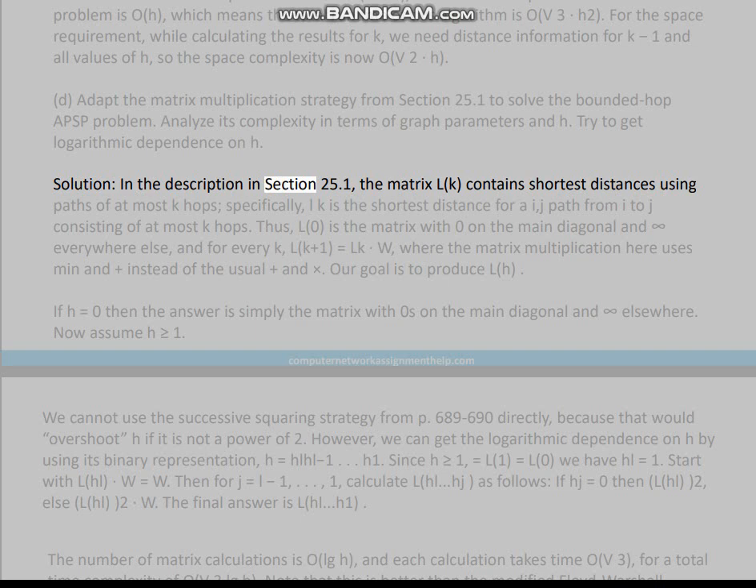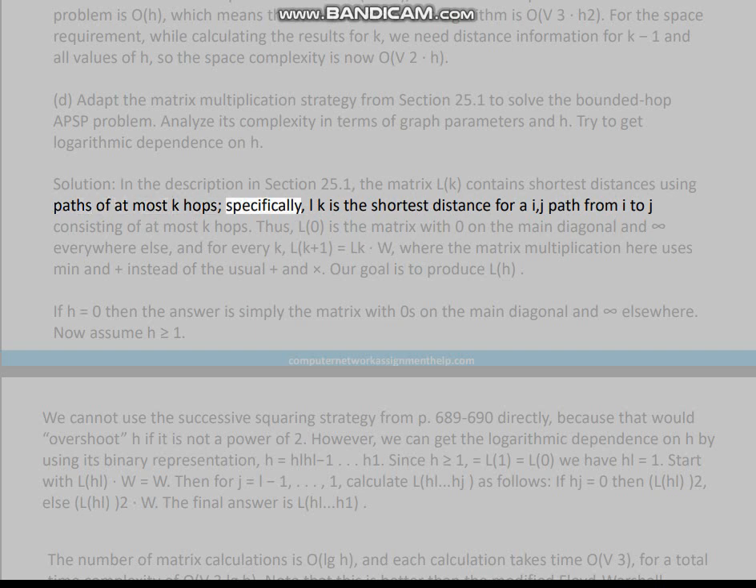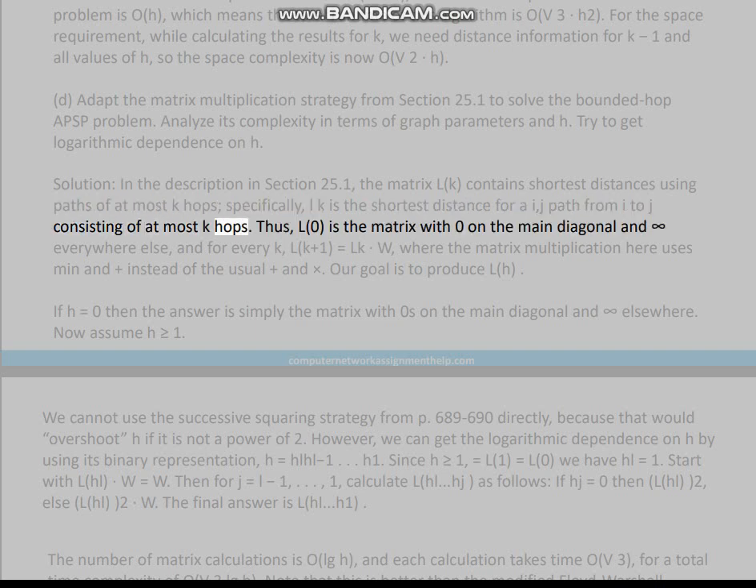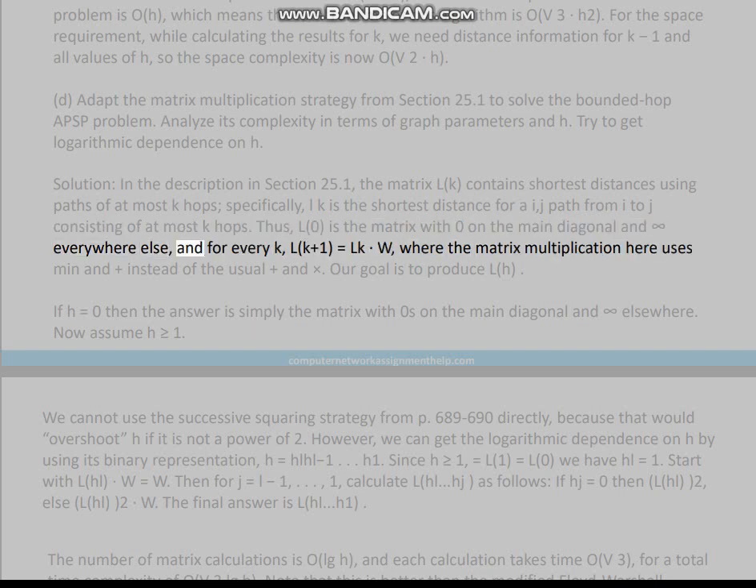In the description in section 25.1, the matrix L^(k) contains shortest distances using paths of at most k hops. Specifically, L^(k) is the shortest distance for a path from i to j consisting of at most k hops. Thus, L^(0) is the matrix with 0 on the main diagonal and infinity everywhere else, and for every k, L^(k+1) = L^(k)·W, where the matrix multiplication here uses min and plus instead of the usual plus and times. Our goal is to produce L^(h).